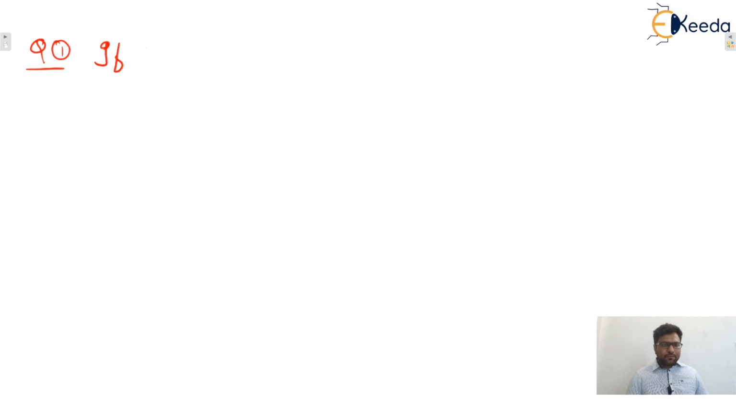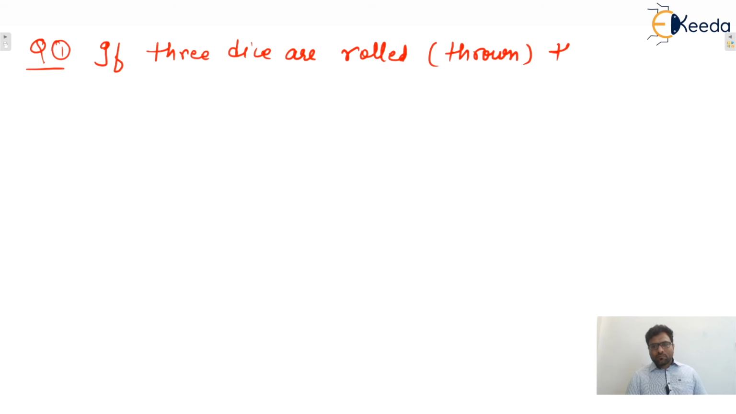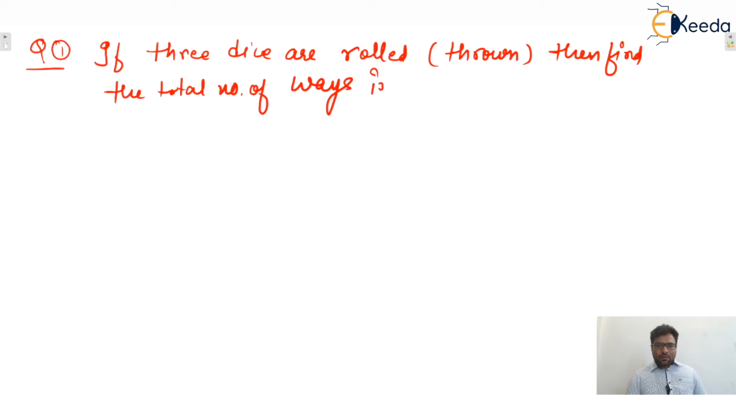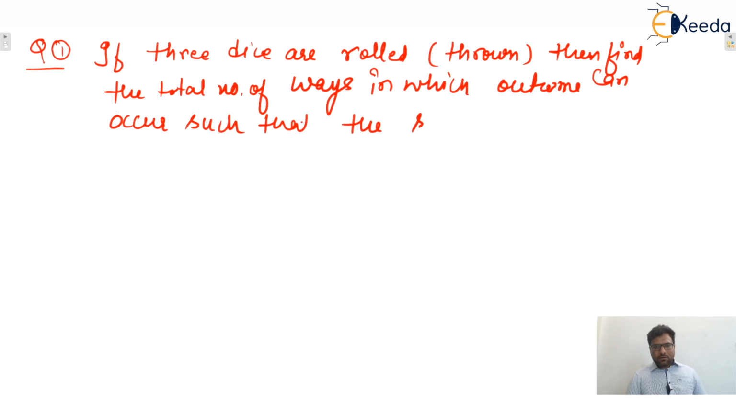If three dice are rolled, or we can say thrown, then find the total number of ways in which the outcome can occur such that the sum of the event is 12.